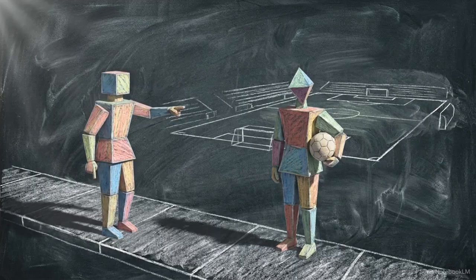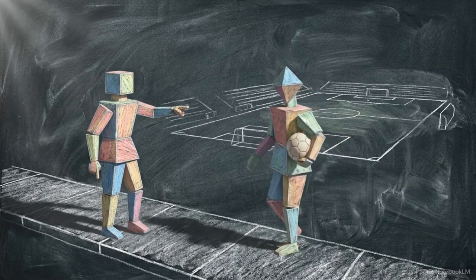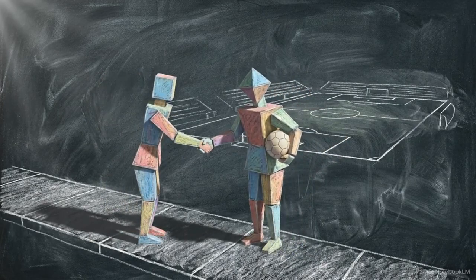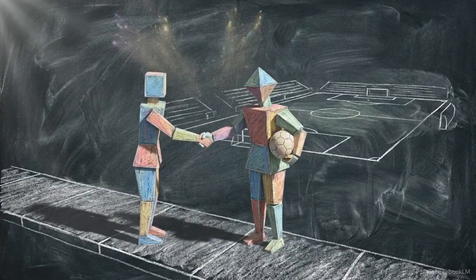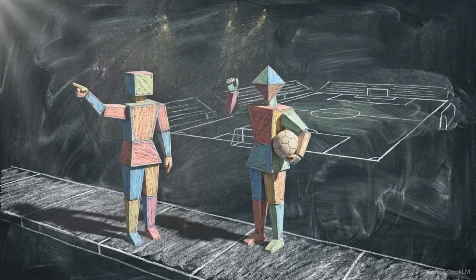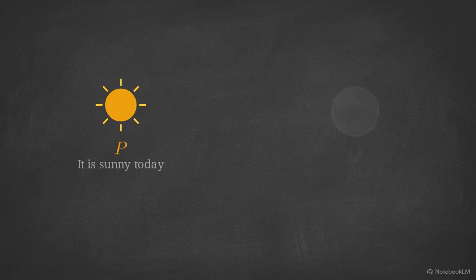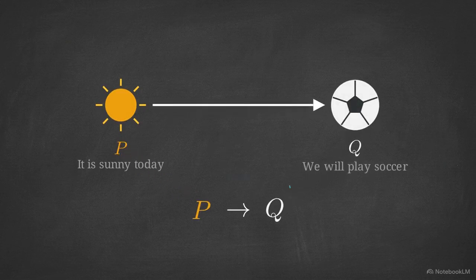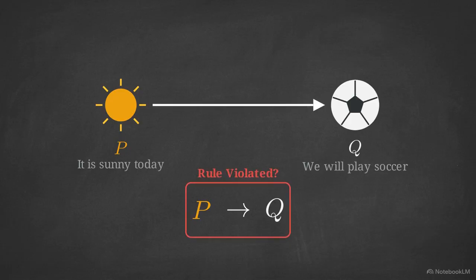We can combine these variables to map a very human interaction, a promise. We call this a conditional statement. If P, then Q. Let's test a specific promise. If it is sunny, then we will play soccer. How do we mathematically prove exactly when this rule is violated?